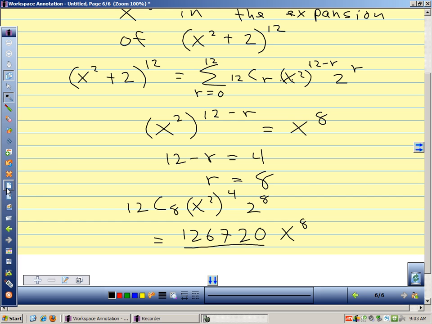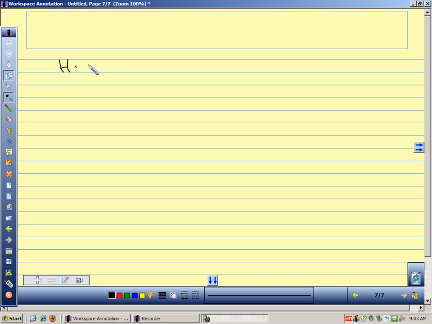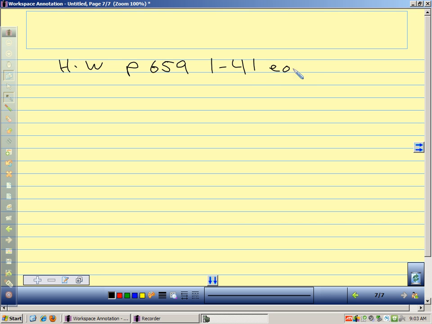All right, homework. Page 659, 1 through 41, every other odd. We'll work with the binomial expansion some more tomorrow, so some of this doesn't make sense today. We're not learning anything new tomorrow. Homework from last night. Okay.